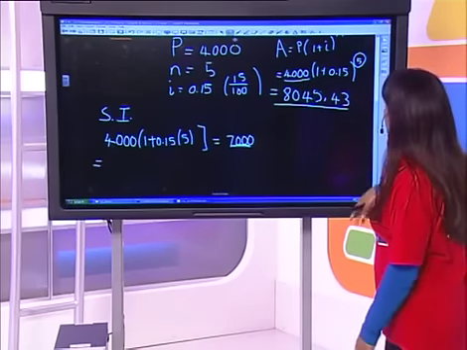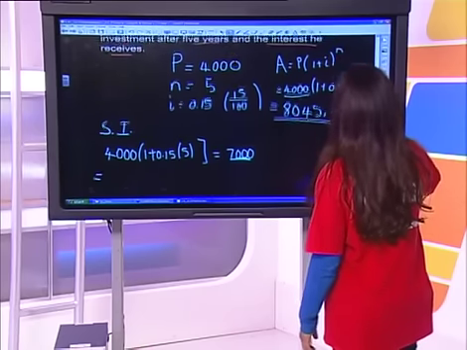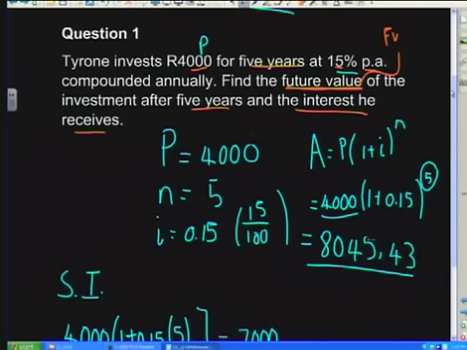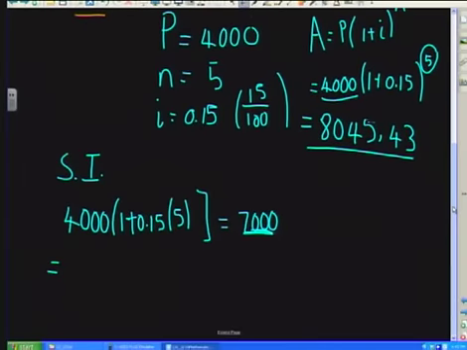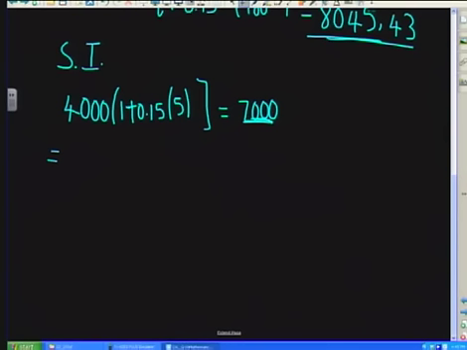All right, so we get 8,045 Rand on our compound interest formula, which is the value of the investment after 5 years. Then they ask you for the interest he receives. So the interest he receives is just that extra bit that took his money from 4,000 to 8,045 Rand. If I want to work out the interest that he receives, I simply take 8,045 Rand and 43 cents, and I minus the original amount which he invested, which was 4,000.